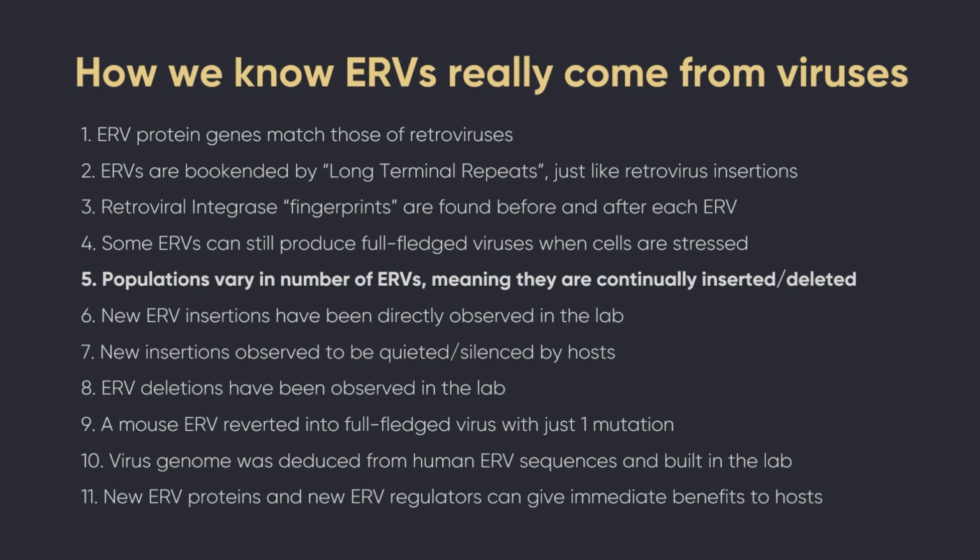Number 5, populations vary in number of ERVs, meaning they are continually inserted and deleted. So what I mean there is that if you look at any one species of animal, and then you look at different populations of that species, you will find that they have different numbers of ERVs. I mean, most of them are identical. Most of them are shared, but sometimes you'll find like 1 or 2 ERVs in one population that are unique to that population and only found there.